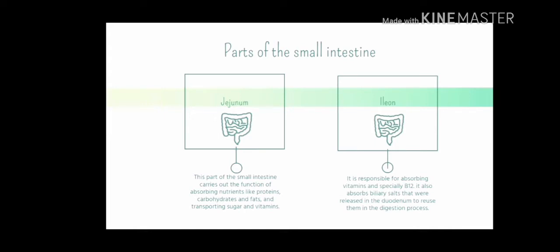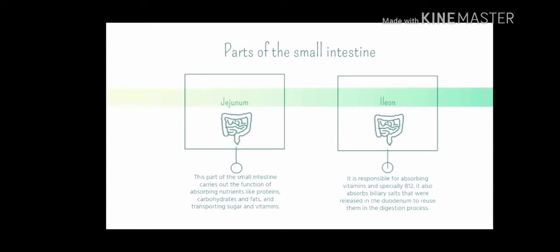Parts of the small intestine. Jejunum is the second part of the small intestine and measures 2.5 meters in length. This part of the small intestine carries out the function of absorbing nutrients derived from proteins.